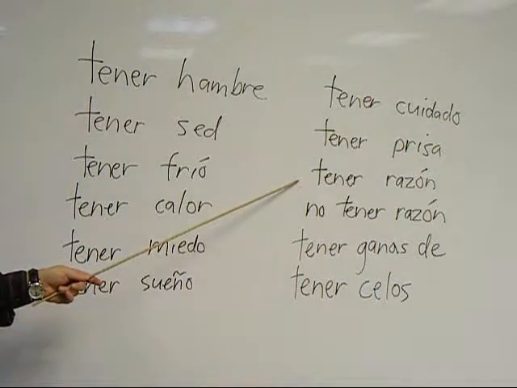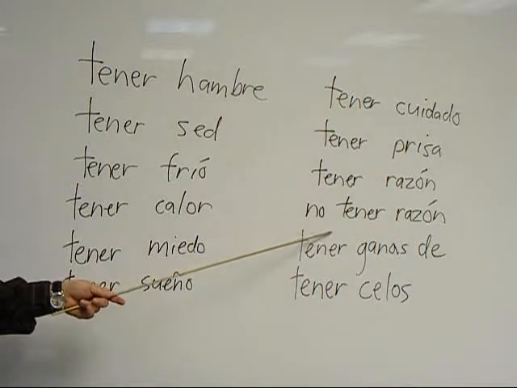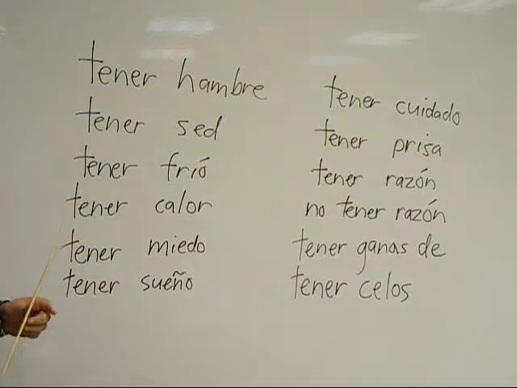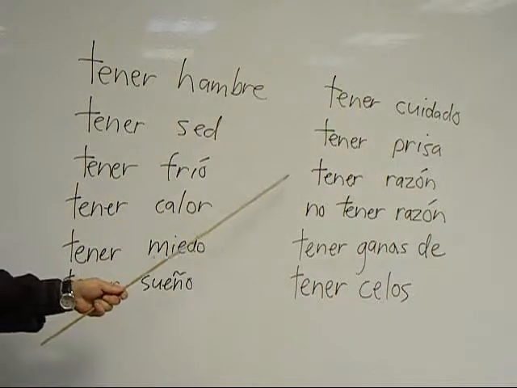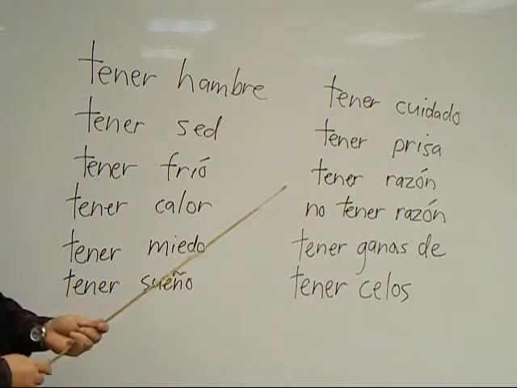Tener razón is to be correct. In chapter 3, in the 5th edition, they also had no tener razón as one of the phrases to go with this, but tener razón is to have reason or to be correct. No tener razón is to not be correct.